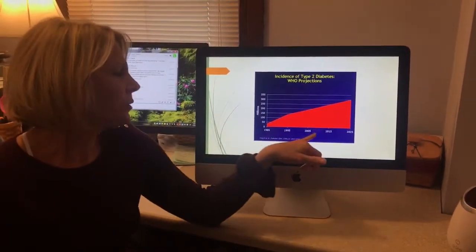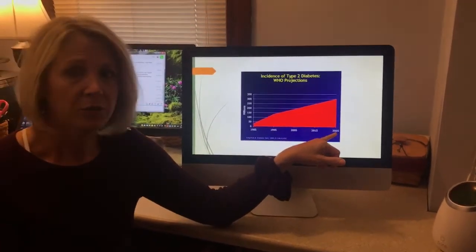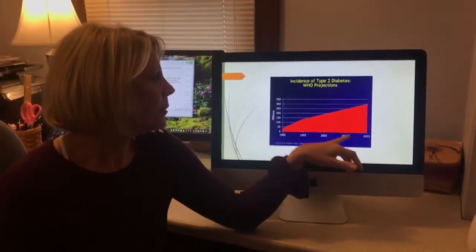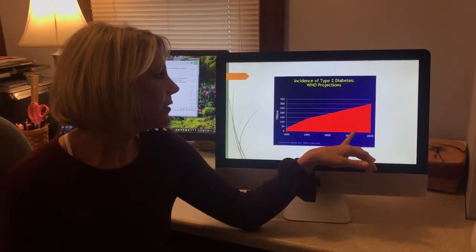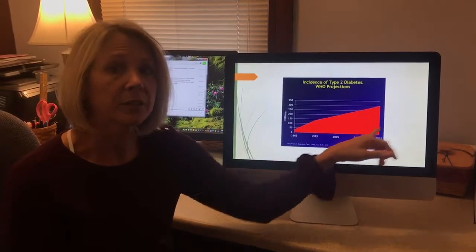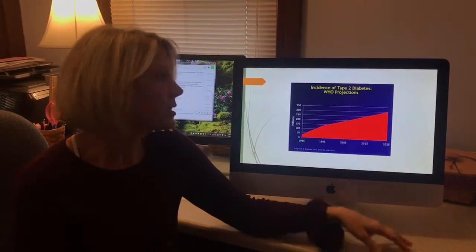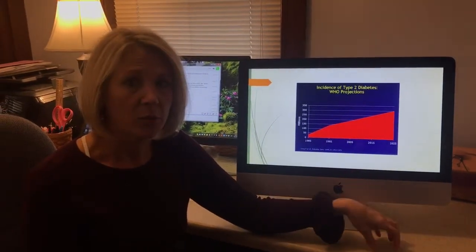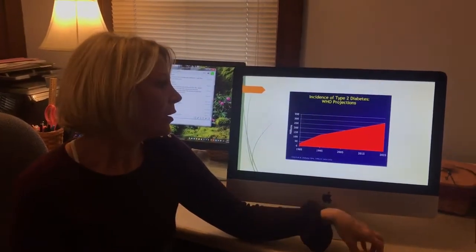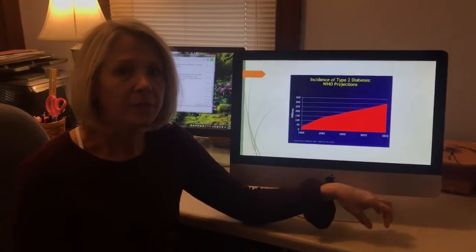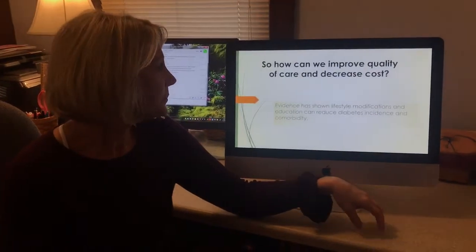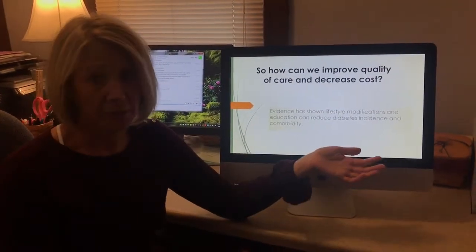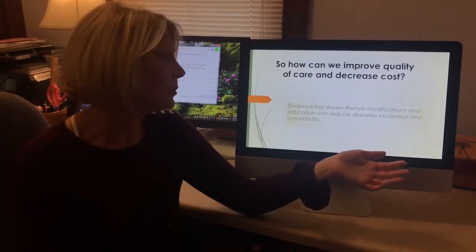Diabetes is projected to only increase, which is a hugely frightening statistic. We're already in this area somewhere, and they're saying that we're going to be all the way over here by 2025. So if we don't improve the quality of the care given to these patients, this is going to continue to burden our system. So how can we do this? How can quality of care be improved?